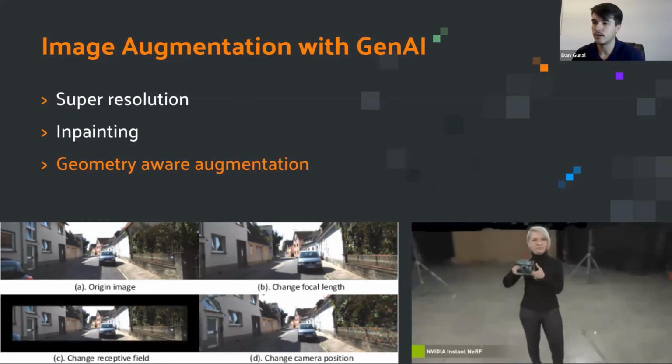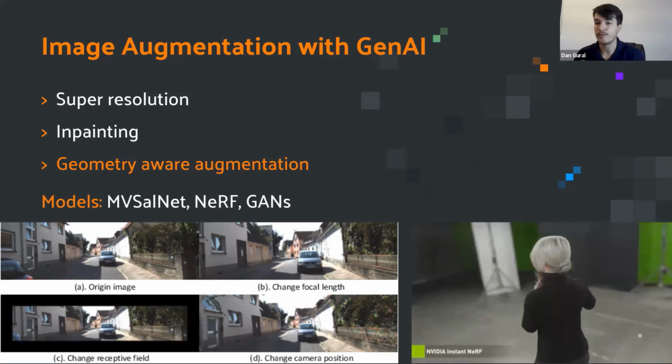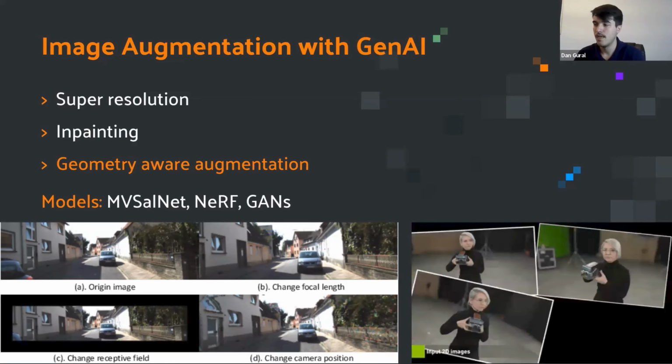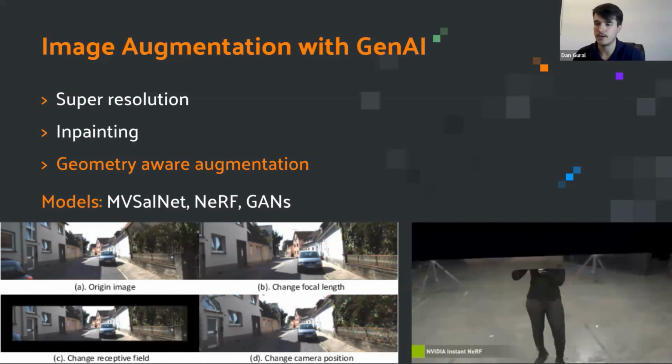On the right, you can see NVIDIA's NeRF model, one of the leading models that we've been seeing in this field, actually create a 3D scene based on 2D images. This way you can capture any different orientation of images that you need to train your models on.